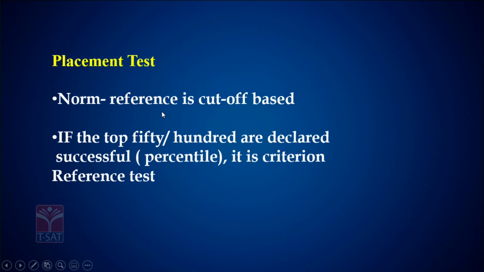And a norm reference test is cutoff based. We all know in competitive examinations there is a cutoff mark. So, whoever has crossed the cutoff mark will be declared successful. On the other side, if the top 50 or top 100 are declared successful, it refers to percentile, and it is a criterion reference test. So, a placement test can be norm reference or criterion reference.